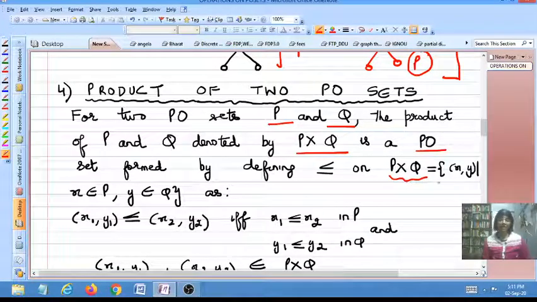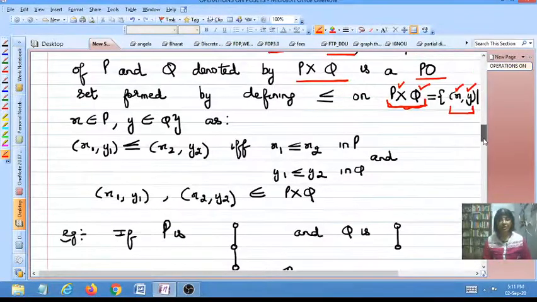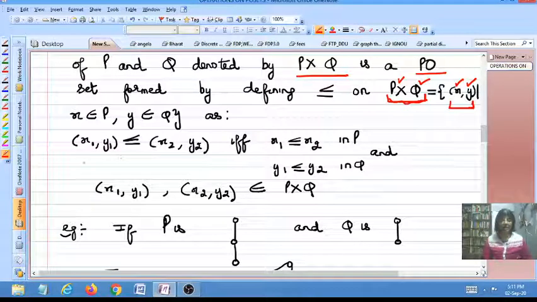And the Cartesian product of P and Q, we know it consists of all ordered pairs of the form (x, y), where x is coming from the first set, which is P, and y is coming from the second set, which is Q. So it is the set of all ordered pairs of this type. So the elements of the product are the same as the elements of the Cartesian product of P and Q. And now the question is, how are they related? How do we define a relation between them?